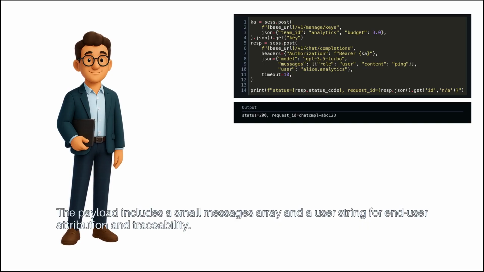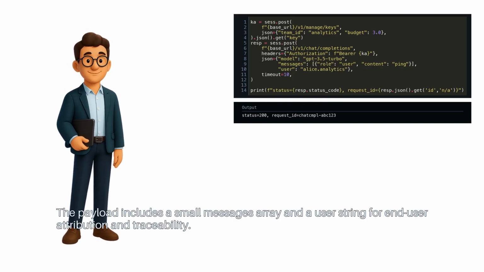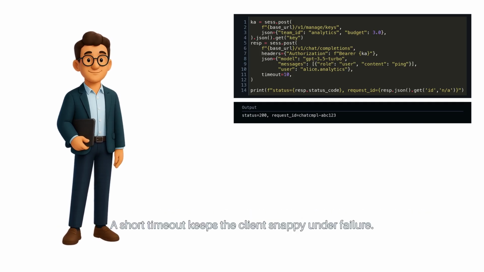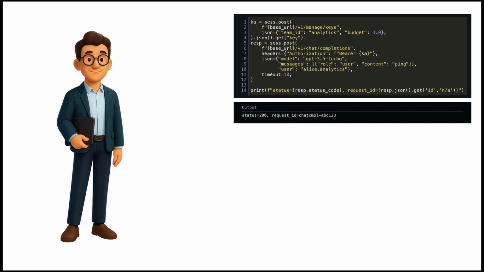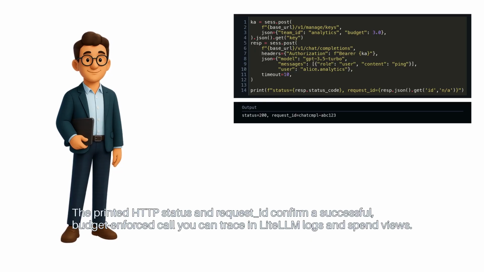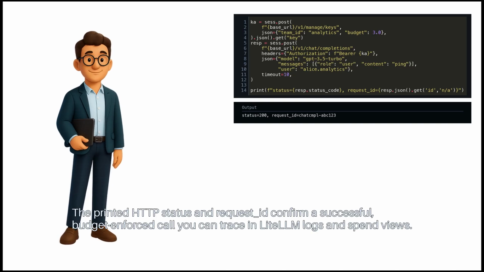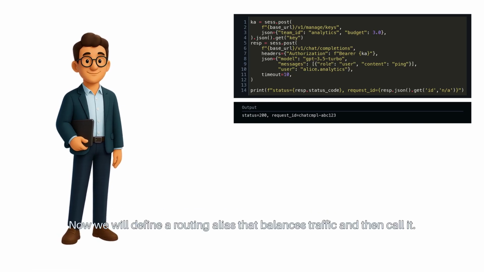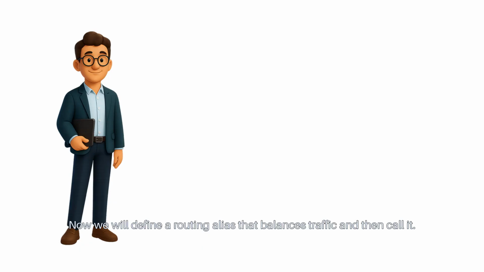The payload includes a small messages array and a user string for end-user attribution and traceability. A short timeout keeps the client snappy under failure. The printed HTTP status and request ID confirm a successful budget-enforced call you can trace in LiteLLM logs and spend views. Now we will define a routing alias that balances traffic and then call it.